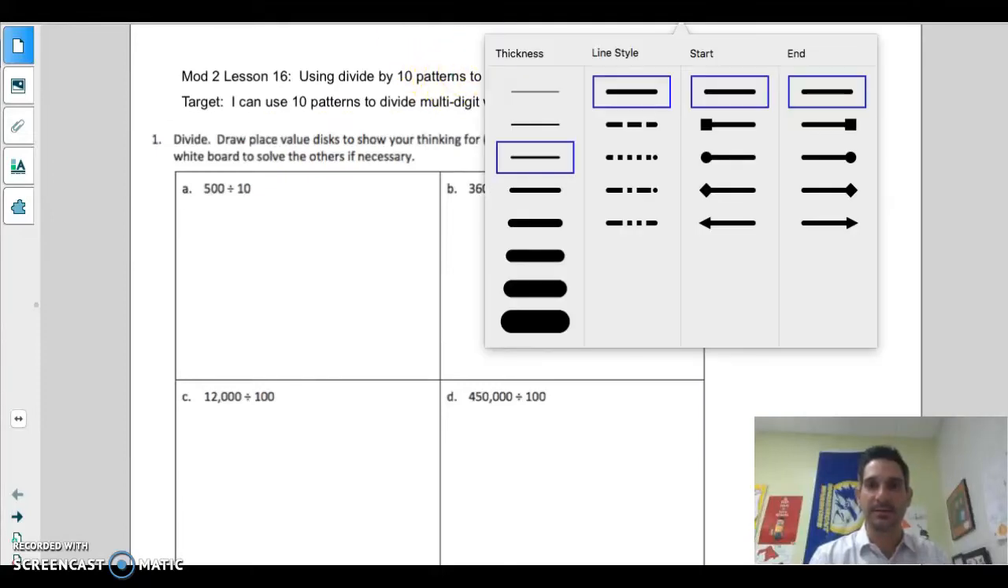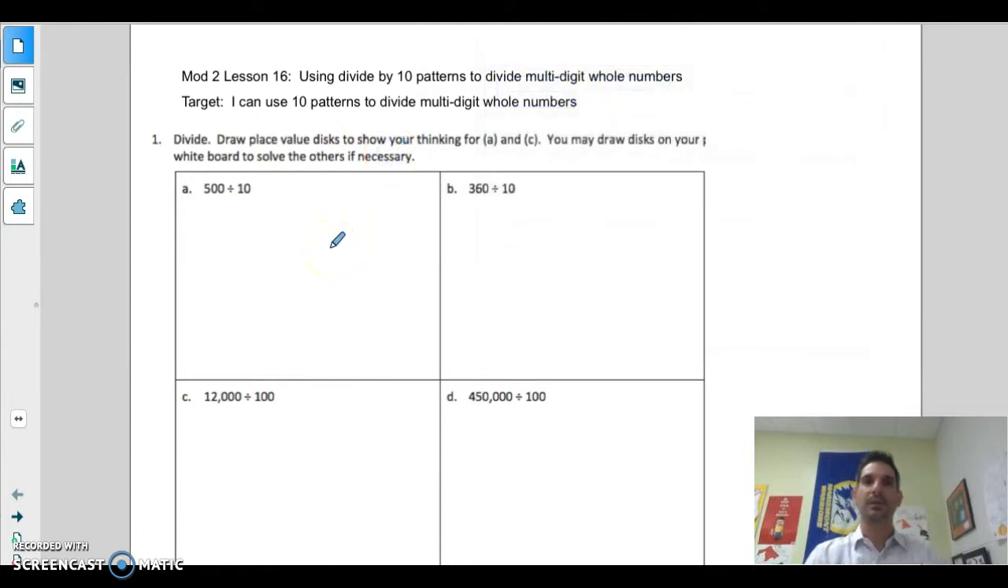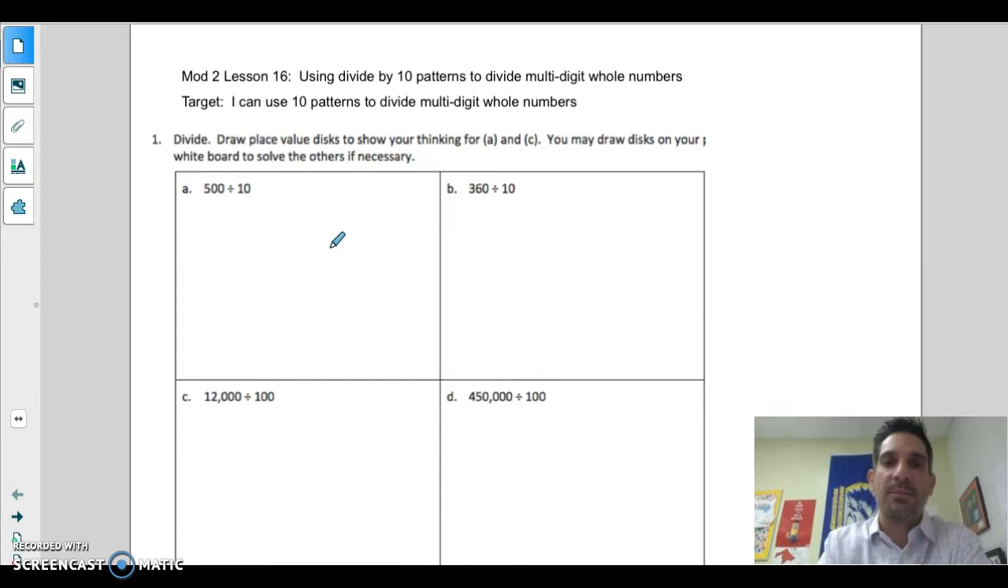All right, guys, lesson 16. So let's get going. Now we're going to be doing some division, but we're going to be looking at patterns with tens to help us out here. So let's get going. We'll do a few.